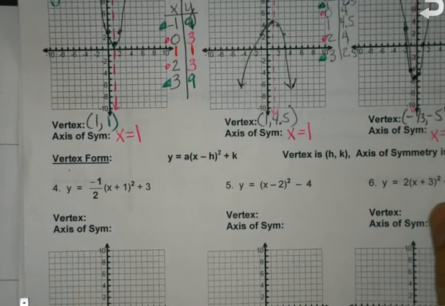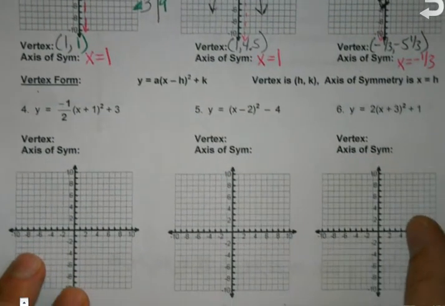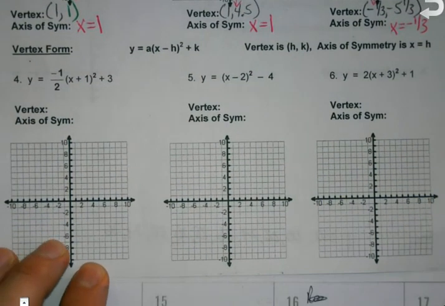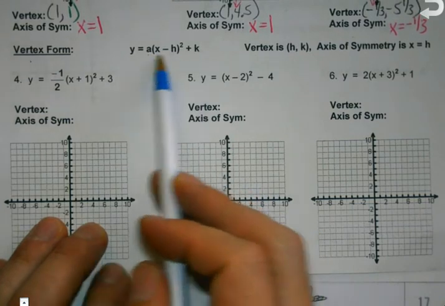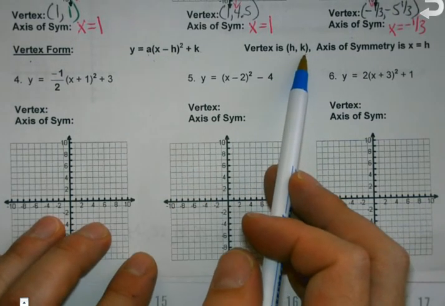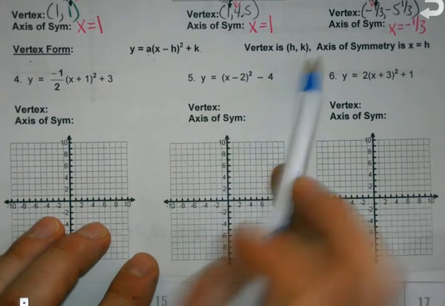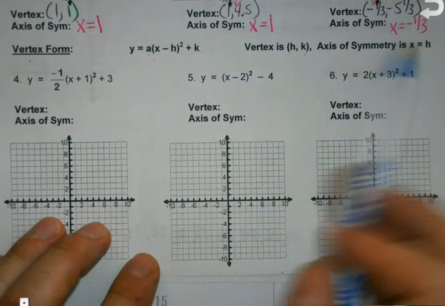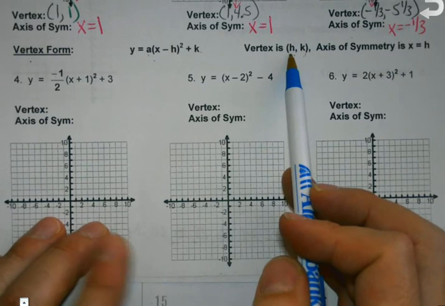So let me shift this up a bit. Now we should see some things that are going to start to look a little more familiar. This should look familiar. Ooh, a vertex of h, k. We just got done doing that quite a bit, actually. Absolute value equations and things like that. And the axis of symmetry still is going to be my x value, this h.